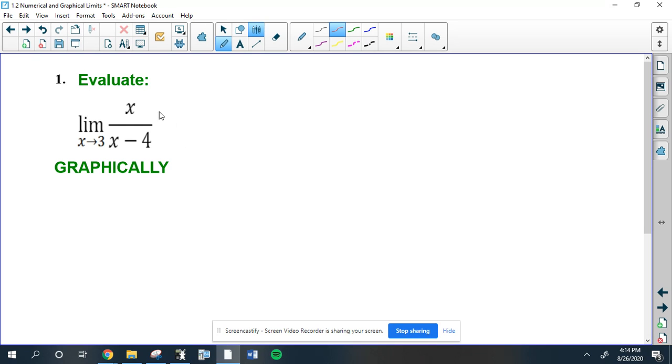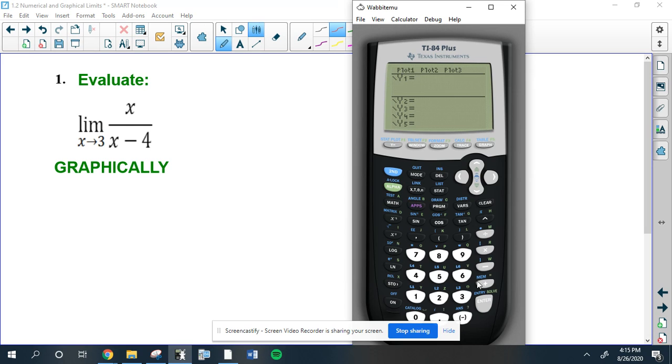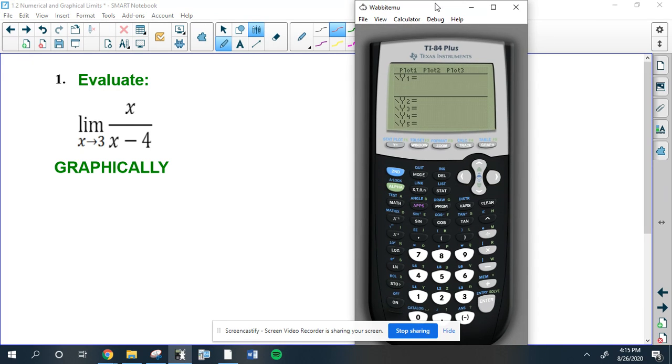So here we go. We're going to take this limit that we did yesterday numerically, and now we're going to evaluate it graphically. So to evaluate a limit graphically, that's exactly what you would think. You look at the graph. So it should give you the same limit, just in a different way. So to graph this, type in the function into y equals. So x divided by x minus 4.